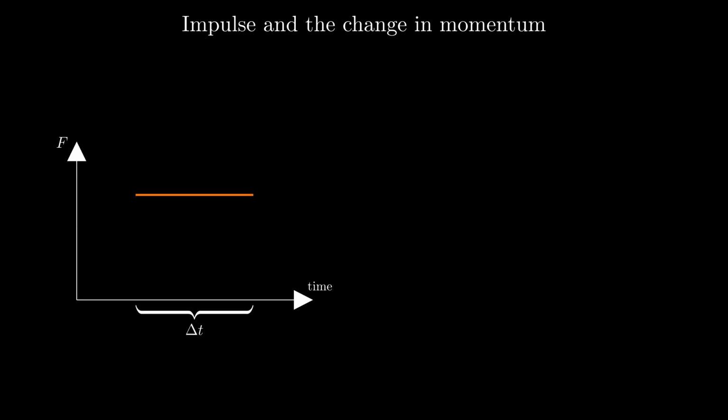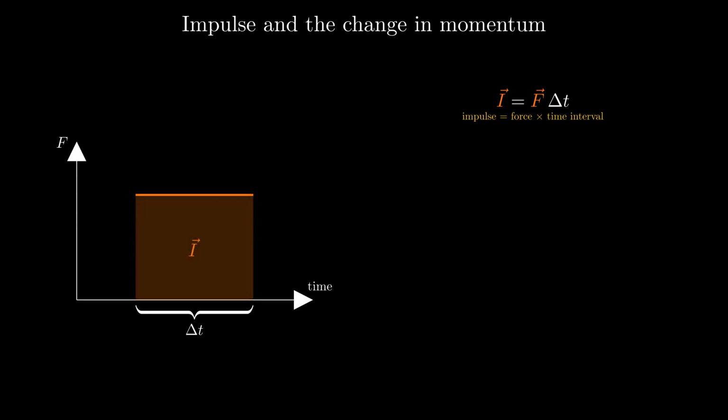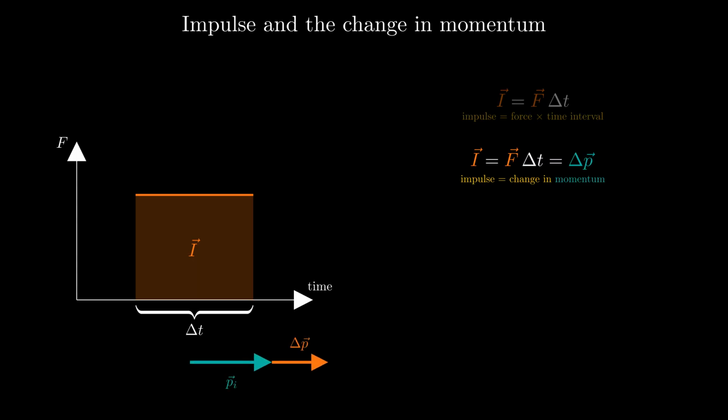Let's make that precise. Apply a force to a body for a short time interval delta t. The product of force and time is called the impulse, a vector we write as capital I. And Newton's law says this impulse equals the change in the body's momentum. In symbols, I equals F times delta t equals delta p. So a force acting over a time interval delivers a kick to the momentum. A bigger force, or a longer push, means a bigger change in momentum. This is the impulse-momentum relation, and it is the second law in its most direct form.